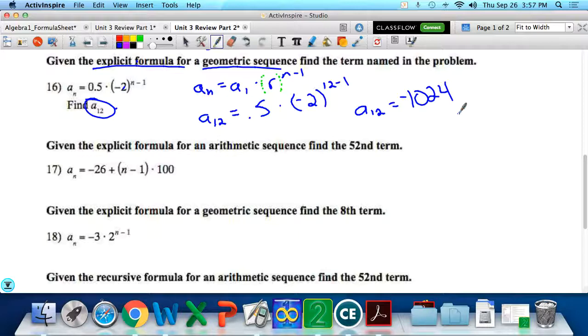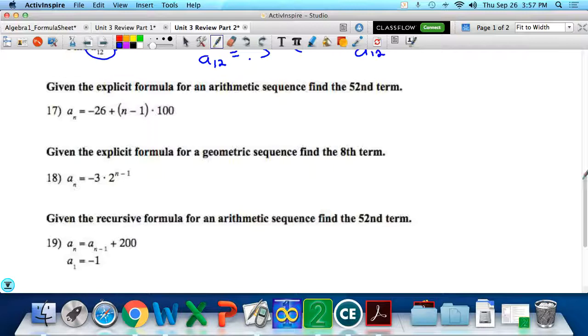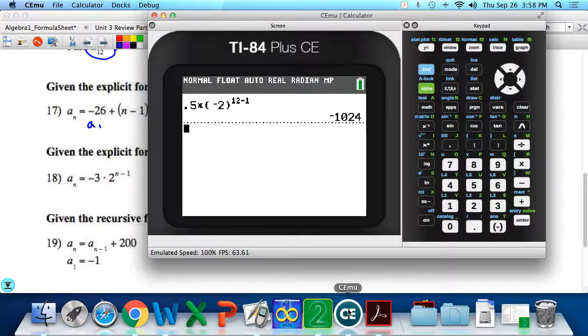Number 17, explicit arithmetic. That means we check the formula sheet. That's my a sub 1. That's my common difference. Find the 52nd term. That means that n is 52, just like on the last problem, it was 12. And it's a plug and chug problem from there. -26 plus n, which is 52 minus 1, times our common difference of 100. I usually just type it out like that. Okay? Tells us that our 52nd term is 5,074.